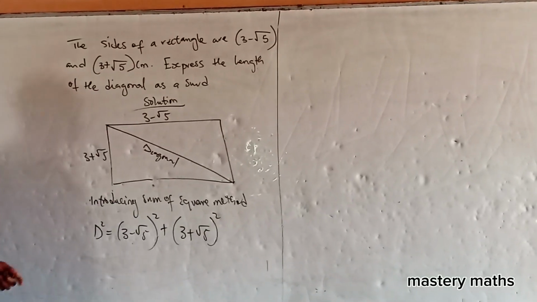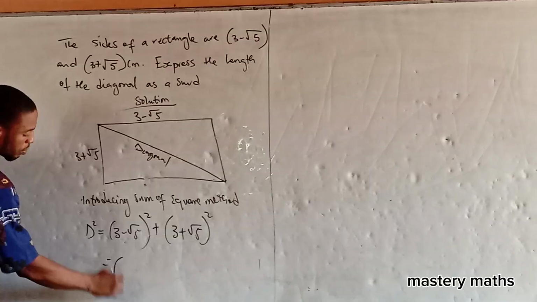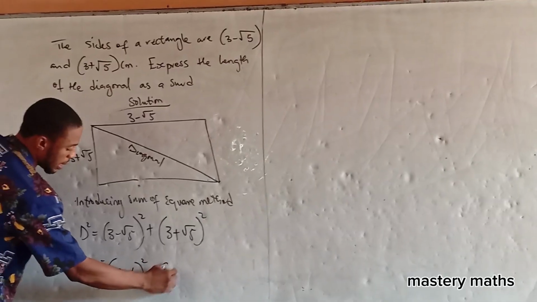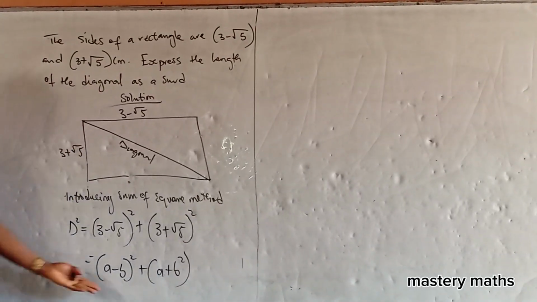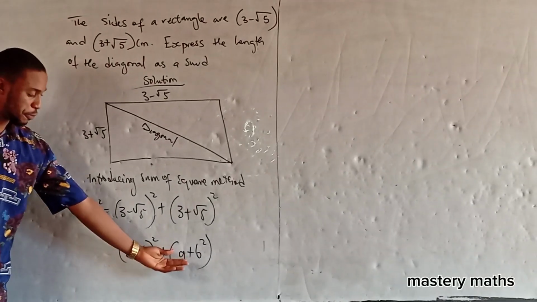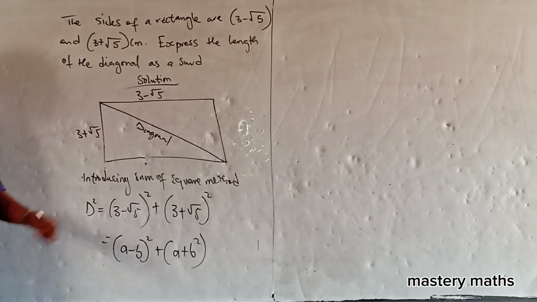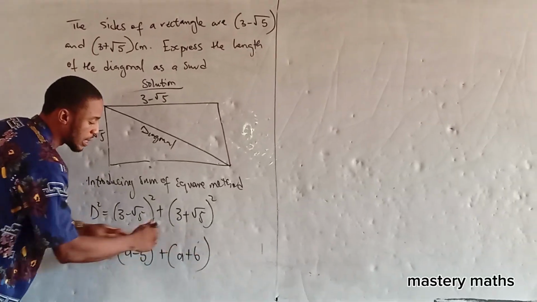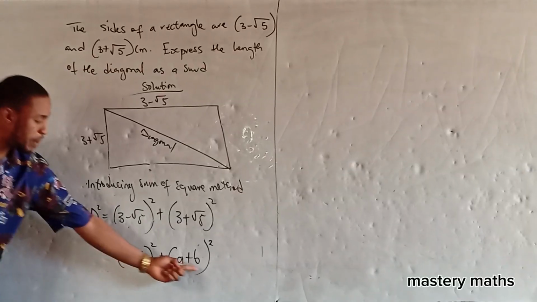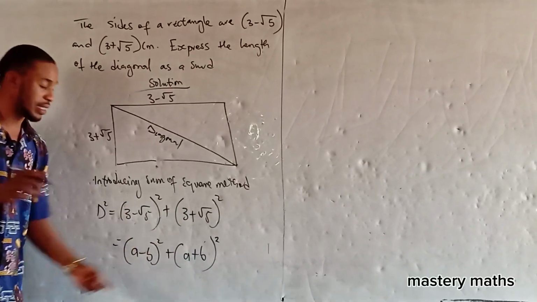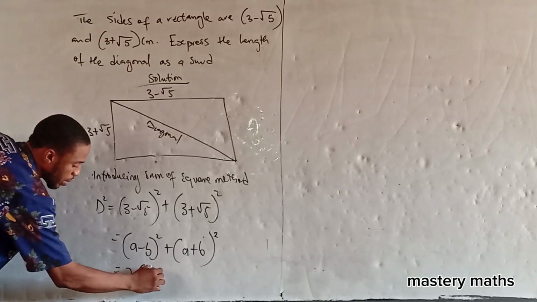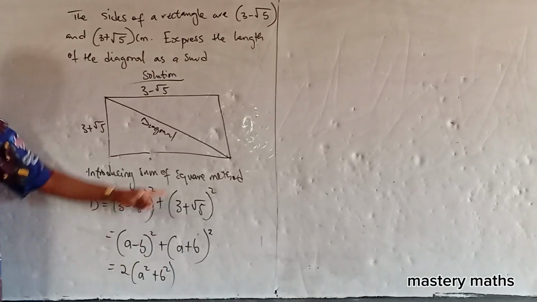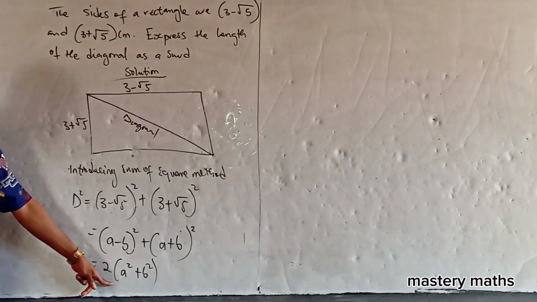So introducing the sum of squares method, you have your bracket (a minus b) squared plus another bracket (a plus b) squared. You see it? You use it to arrive at the answers immediately. When we expand and factorize this, it will give us 2 brackets a squared plus b squared.